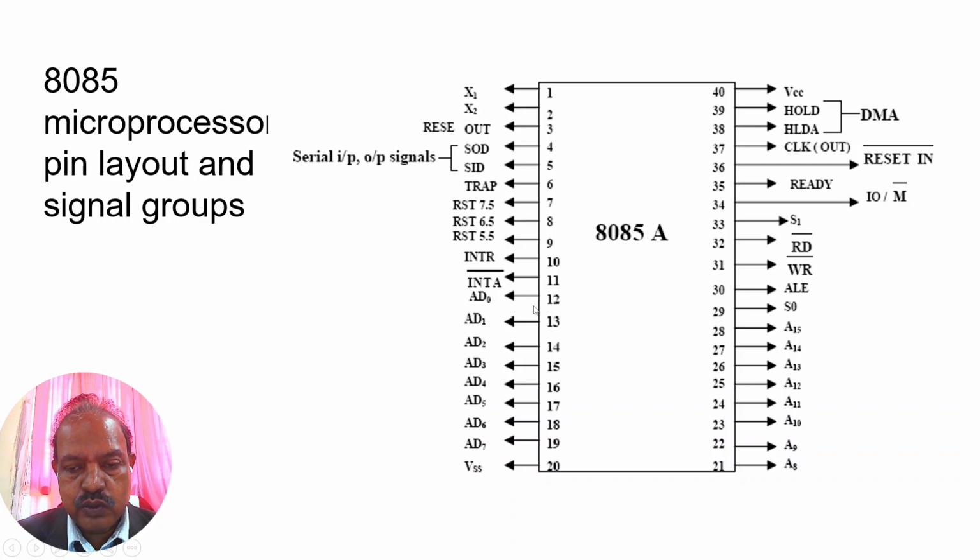And when I want to use the address bus, this along with the right side, A8 to A15, can be used. Similarly, whatever things I have given: S1, S0 status, similarly read, write, and address latch enable, all things you can see. In addition to this, we have serial input output, SOD output, SID, then reset, it is also there. Interrupts will be there also. In the interrupts, we have TRAP with the first priority, then RST 7.5, RST 6.5, 5.5, then INTR, and interrupt acknowledge is there. So this is the pin diagram.